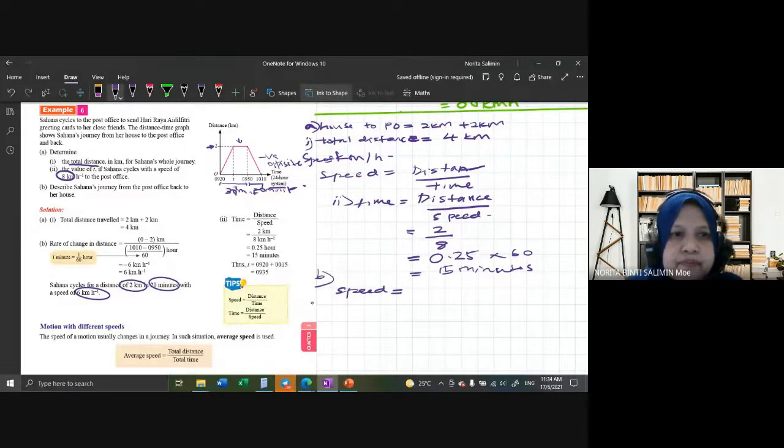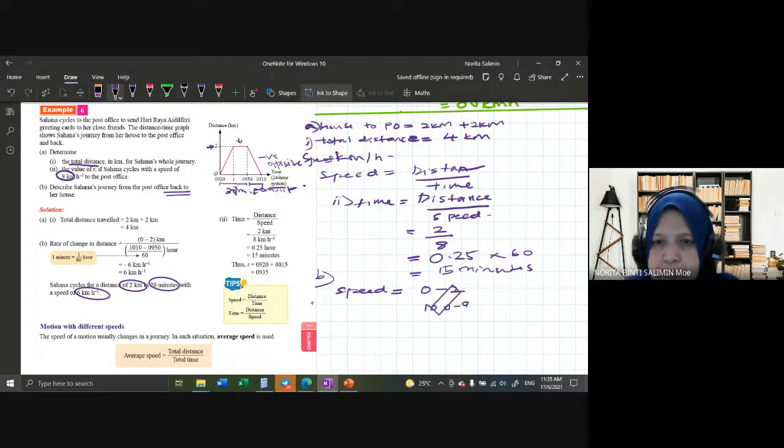Speed from dia back, dia patah balik. So apa speed dia? Jumlah jarak. Speed adalah distance over time. So distance dia berapa? 2 kan? 0 tolak 2. Dibagi dengan masa dia. Masa dia berapa lama kat sini ni? Masa dia berapa lama tadi? 30 minit kan? Daripada pukul 10 tolak 9.